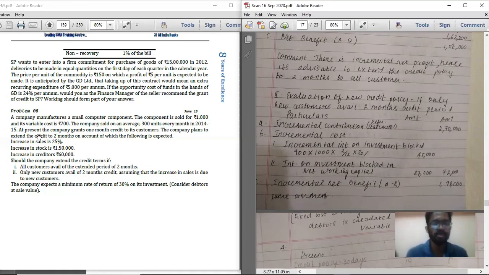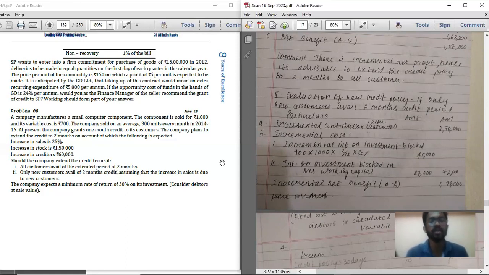Whereas in this particular sum, they didn't ask us to compare the new policies. See, if they had asked us to compare the new policies, then we have to compare this net benefit 1,08,000 and the net benefit 1,98,000. Comparatively, situation 2, that is only new customers availing 2 months credit, will be more beneficial. So if they ask us to compare the proposed policies, then you should give the comment that situation 2, that is only new customers should avail the 2 months credit policy, is more beneficial.